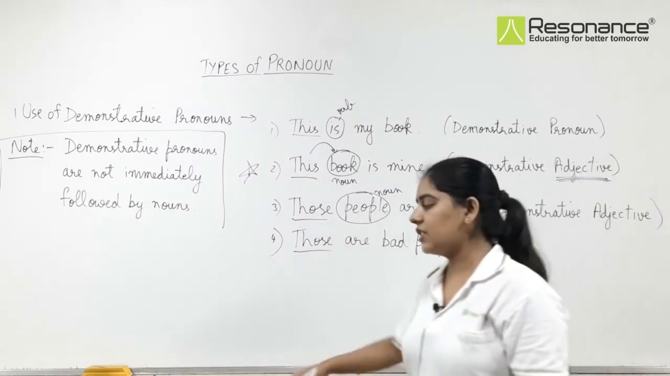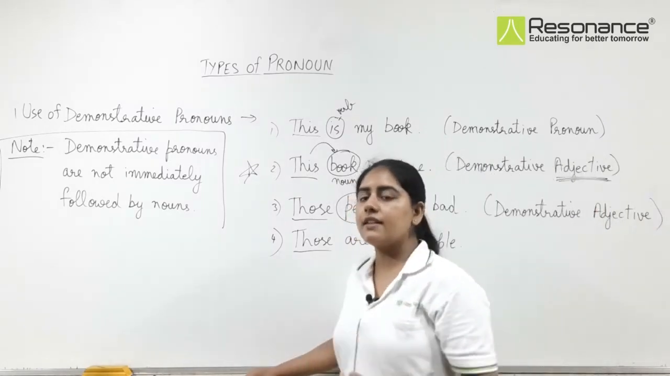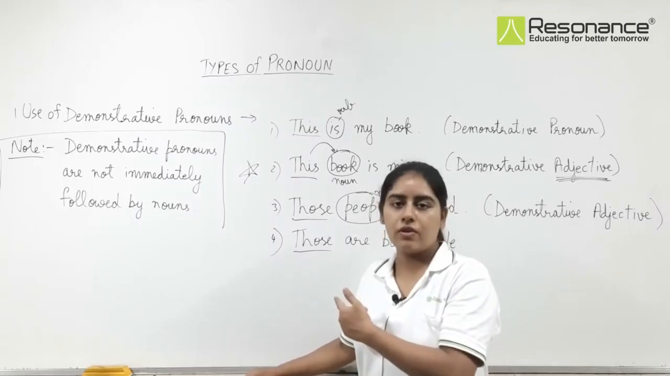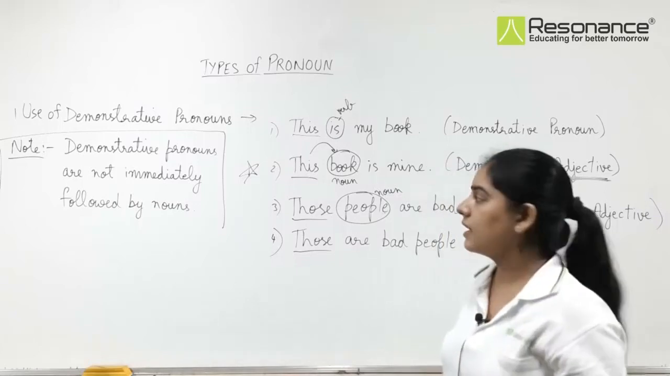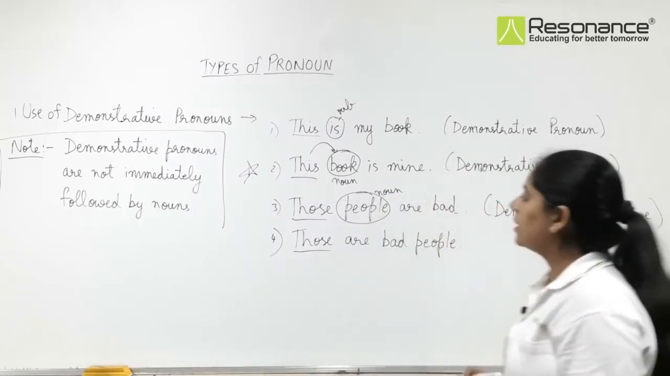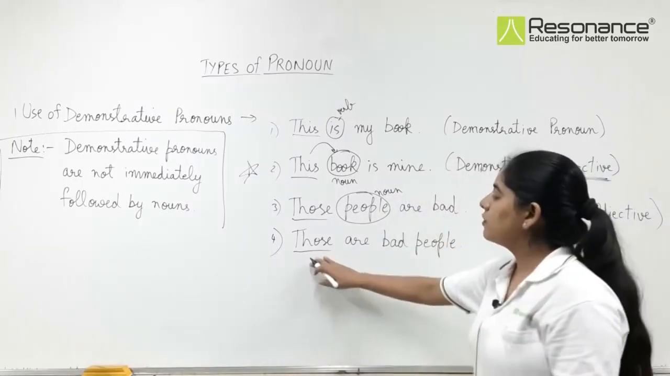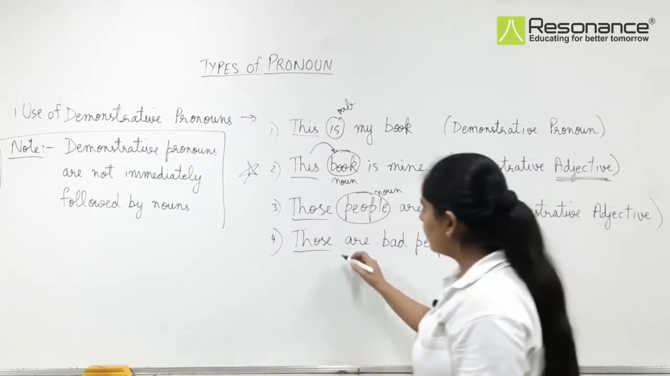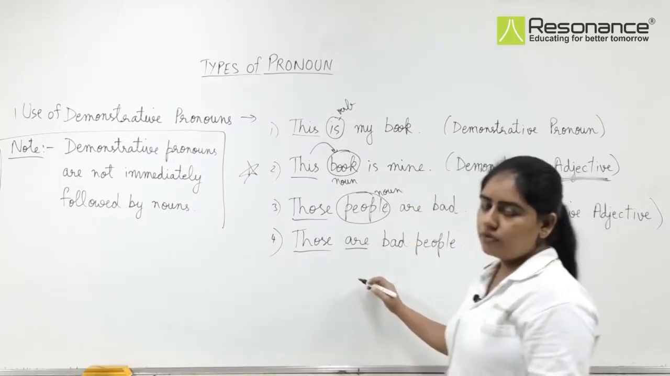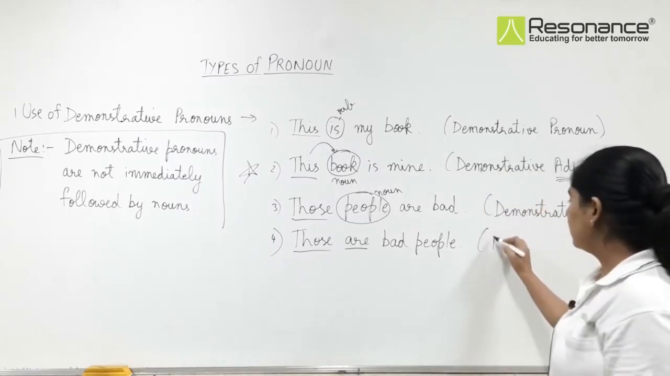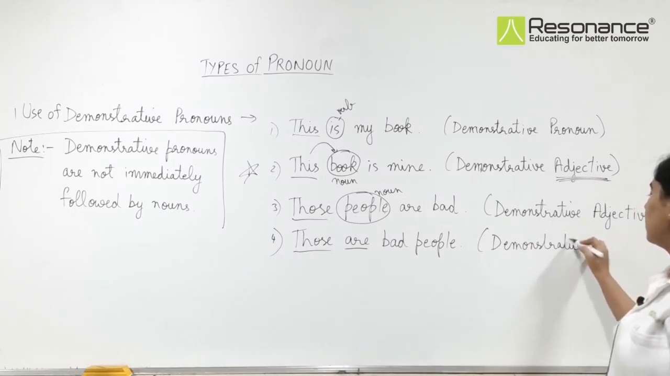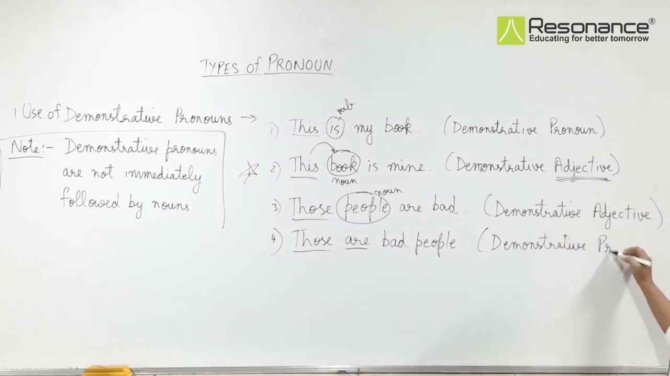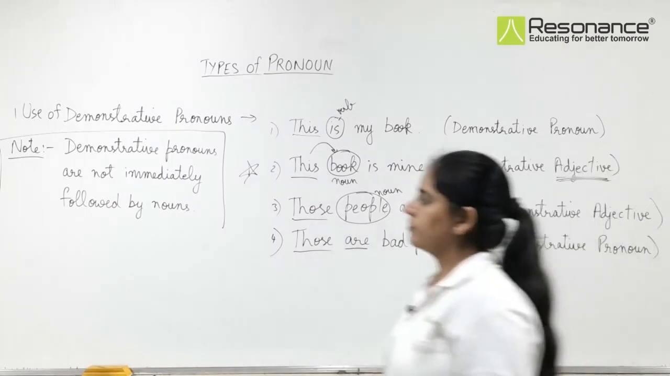Now when I am going to teach you chapter adjectives, in that case I am not going to repeat the same thing. Okay, वहाँ पे भी हम पढ़ेंगे demonstrative adjectives हैं, types of adjectives में, ठीक है? So I am explaining that over here only. Understand the concept. Now the fourth sentence, those are bad people. Here are is not a noun, so here those is demonstrative pronoun. Okay, got it?